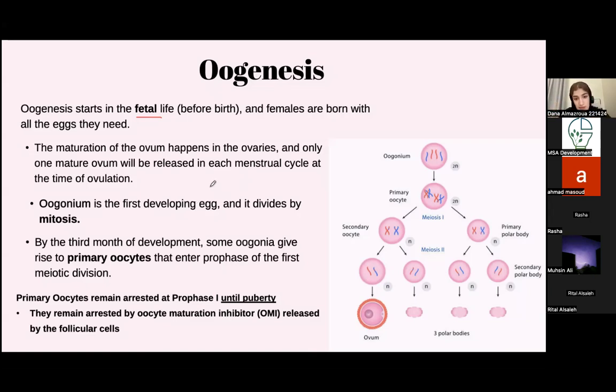And in each menstrual cycle, because we know females won't have menstrual cycles every month, in each menstrual cycle, one mature ovum will be released at the time of ovulation. Okay?